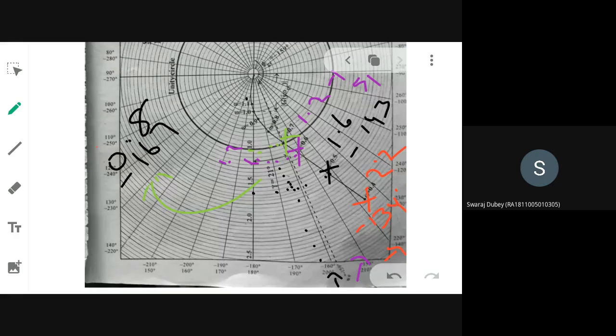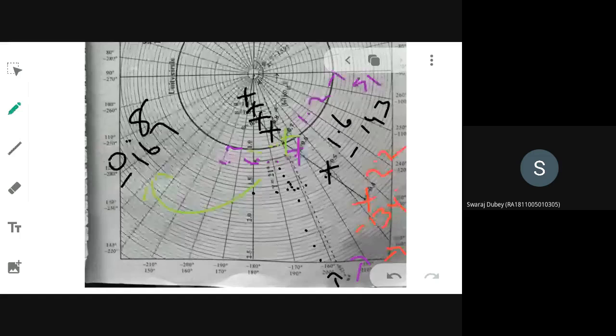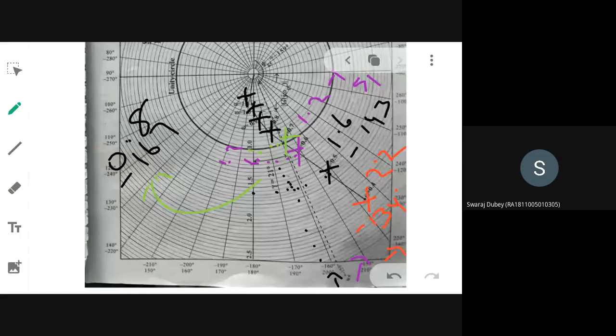Like this you mark all the points, the cross points, and then what do you need to do? You need to join all these points by a smooth curve, like this. Join all these points by a smooth curve.